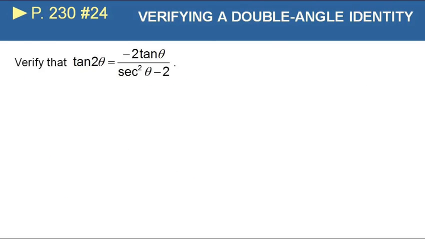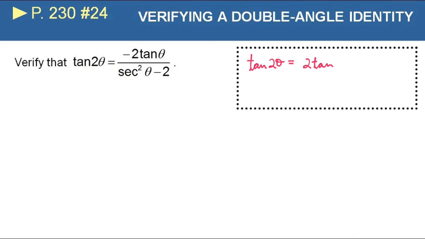Okay, now let's try tangent of 2 theta equals negative 2 tangent theta over secant squared theta minus 2. For this one there are probably a couple of different things you could do. I would start off by noticing that the tangent of 2 theta, according to our double angle identity, is 2 tangent theta over 1 minus tangent squared theta. And look at what you have and compare it to what you want it to be.